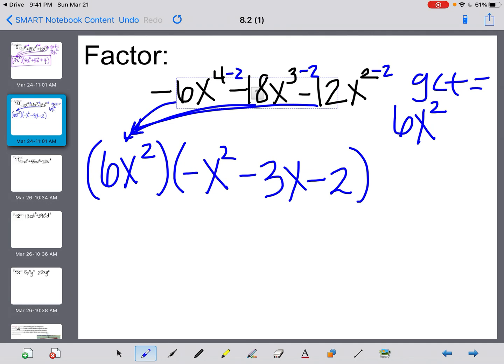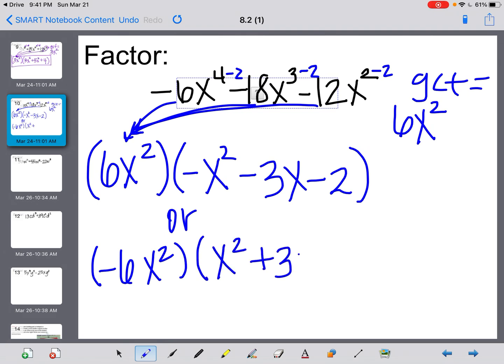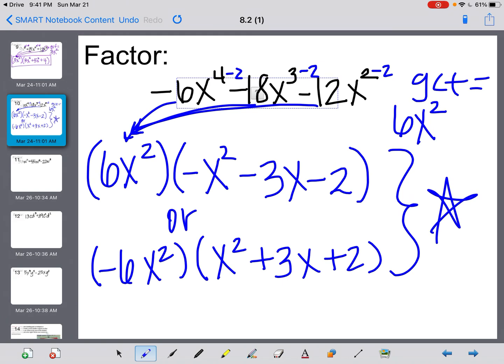Now, if in your head it made more sense for you to pull out a negative 6x squared, we could also write it like this. That would turn everything on the inside into positive, so we would have x squared plus 3x plus 2 with a negative 6x squared on the outside. Both of these would be okay.